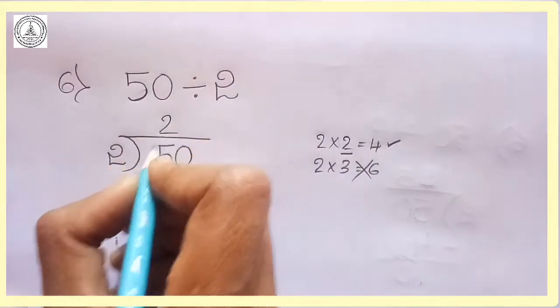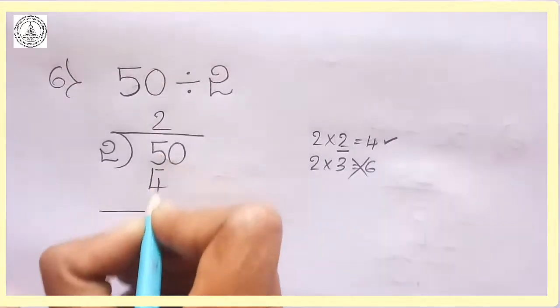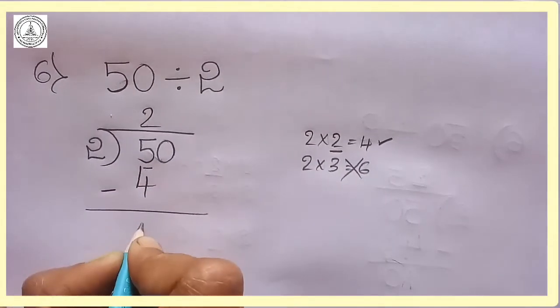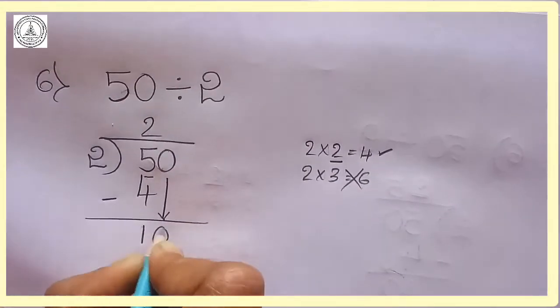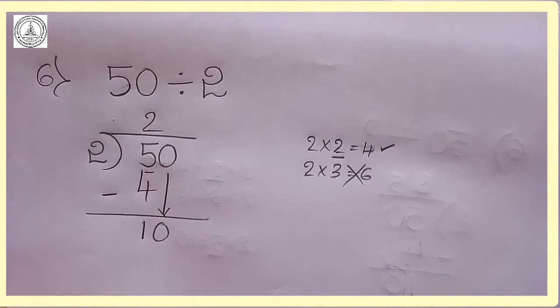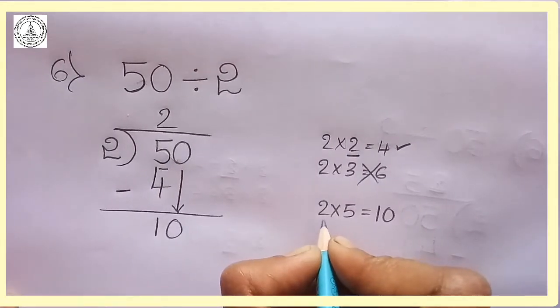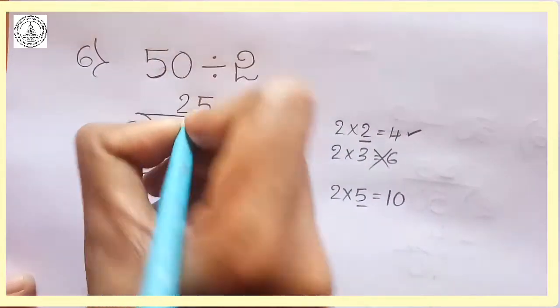So now multiply these two numbers. 2 2's are 4, right? So now you have to subtract these two numbers. So what is 5 minus 4? It is 1. So after that, bring this 0 downside. So now it is 10. Yes, in the table of 2, is there 10? Yes, in the table of 2, 2 5's are 10. So write this 5 above this 0.